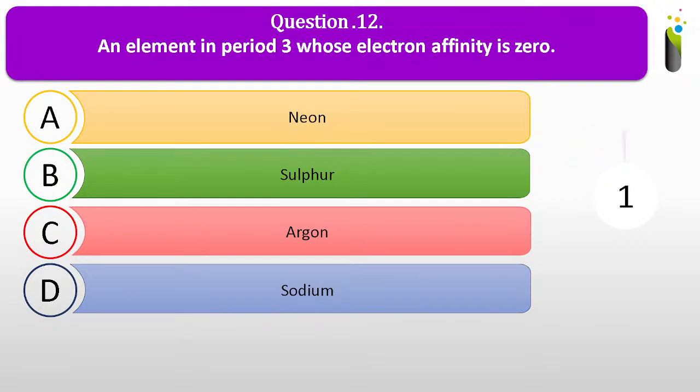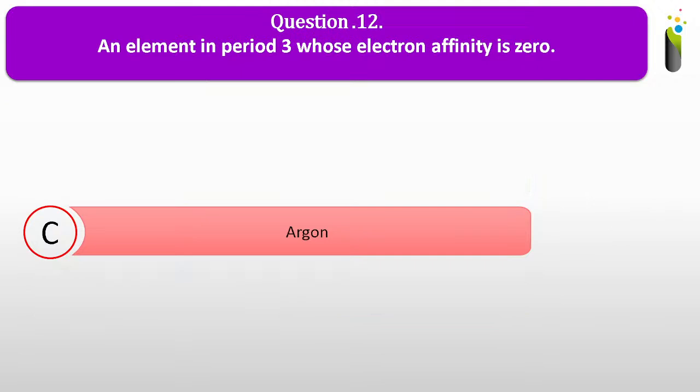So the correct answer for question number 12 is C, that is argon. So it's argon, which is an element in the period 3 whose electron affinity is 0. Coming to the next question, number 13.